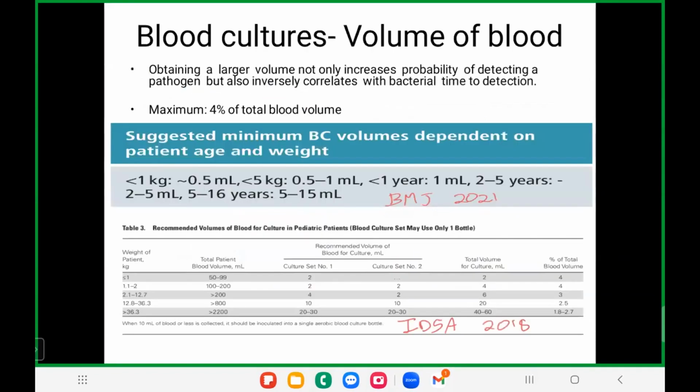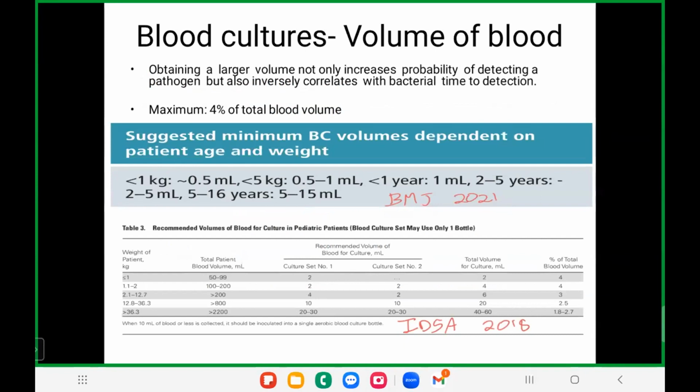So the next most important thing: how to obtain blood cultures. It's a very important thing. I think the majority of us are still doing many things wrong, including me until the last 1 to 2 years. So how to get the blood cultures. This is the latest evidence from BMJ in 2021, what they published.